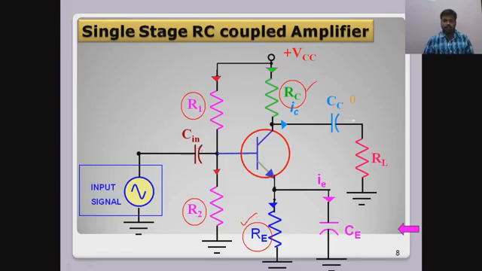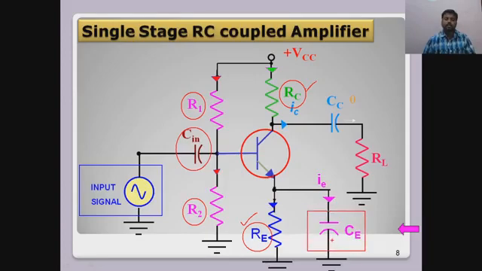And C in is for coupling, that is to isolate the DC condition from the input, which allows only the AC to the base of the transistor and doesn't allow VCC to flow towards the input. Okay, and now here we also have another two capacitors, that is CE.